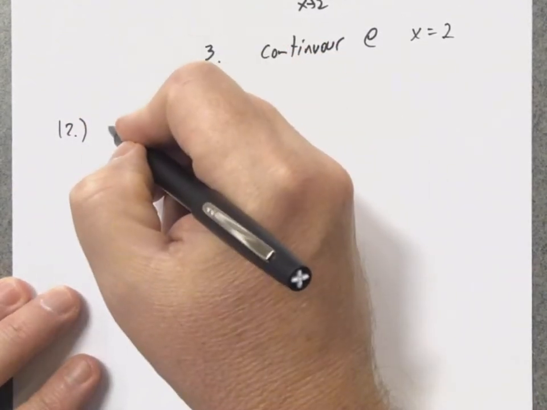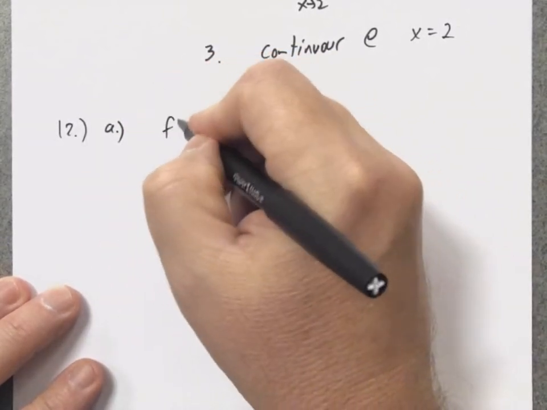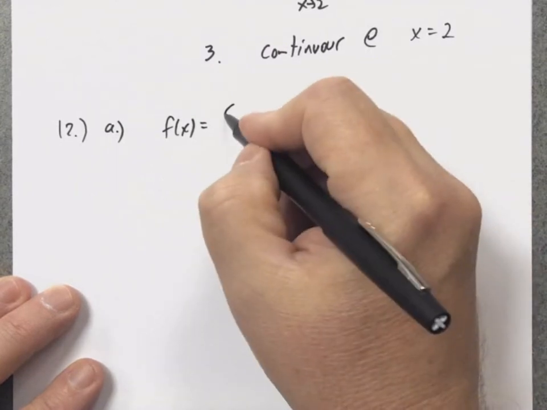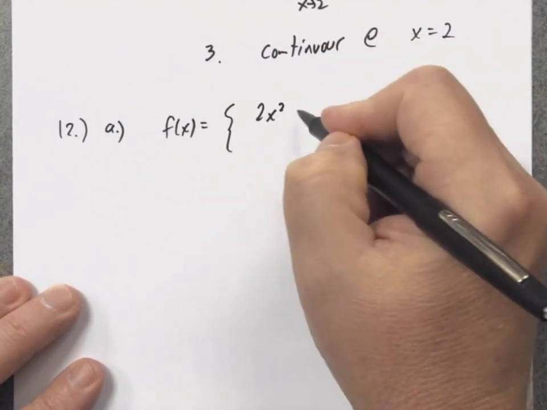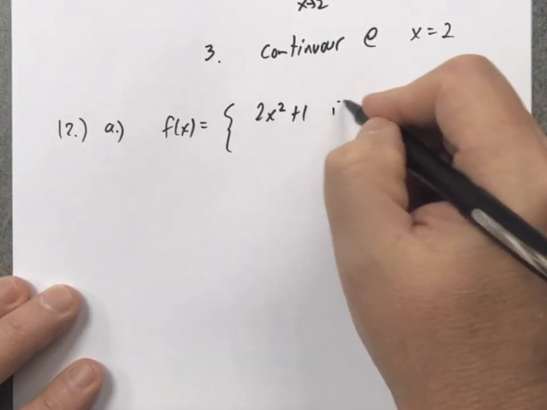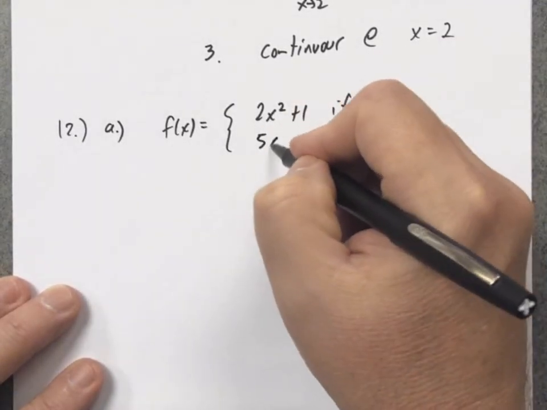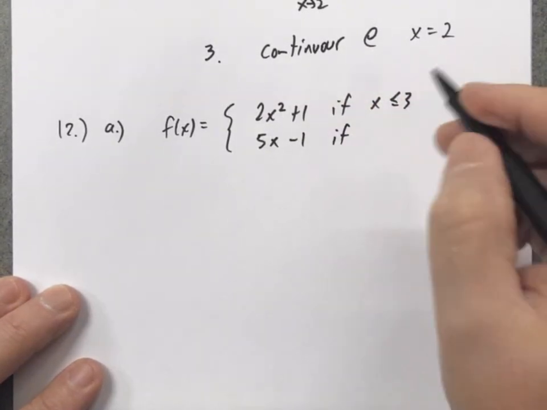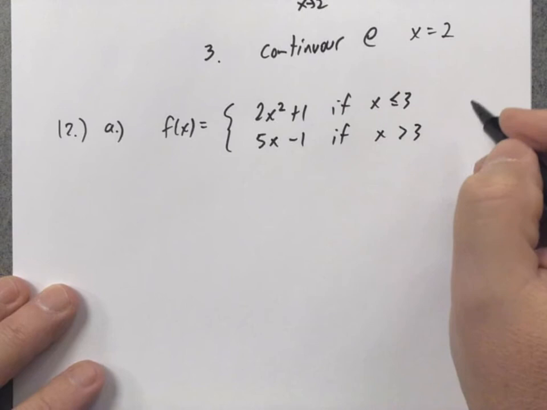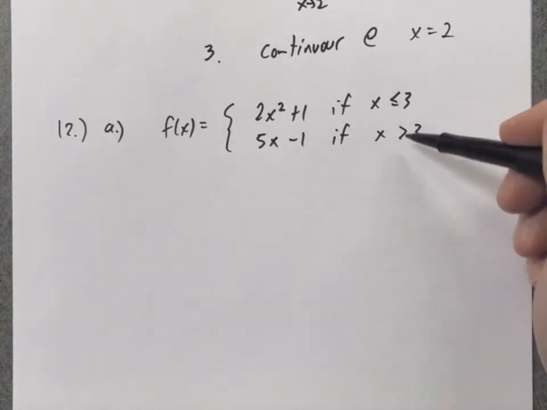So here's the deal. The first problem we have is a piecewise function problem. We're given this function: 2x squared plus 1 if x is less than or equal to 3, and then 5x minus 1 if x is greater than 3. Here's the deal with piecewise functions. The only time that they're not going to be continuous is going to be at the transition point.